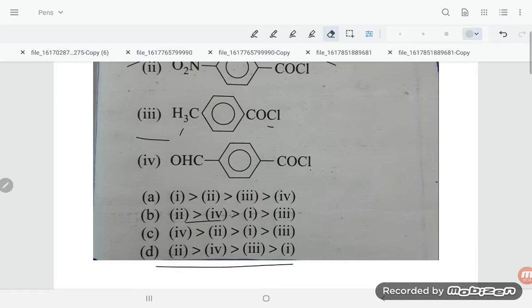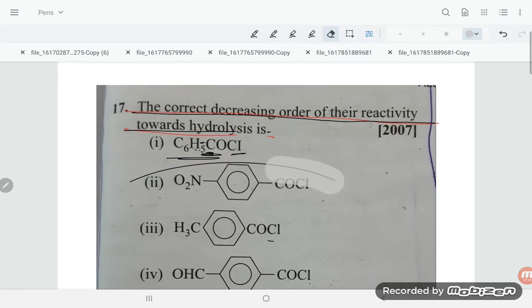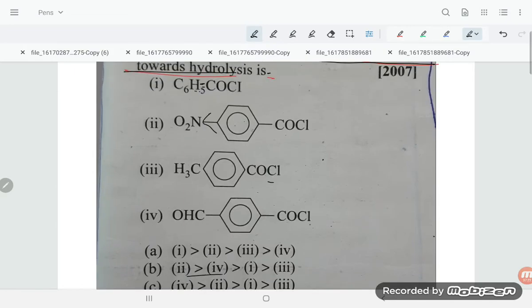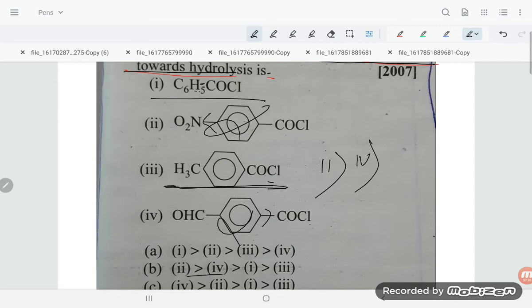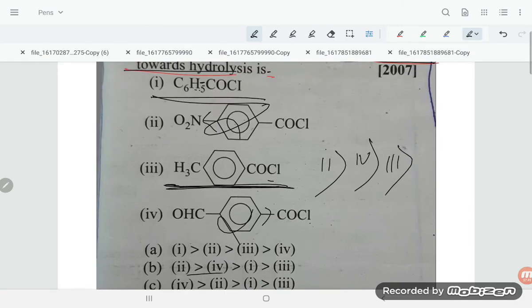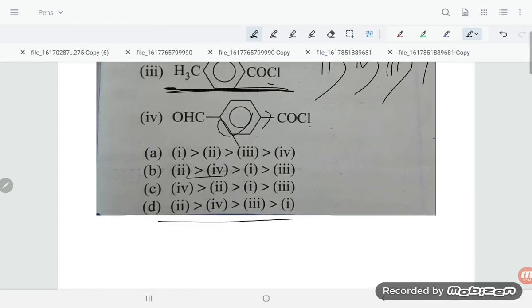Some confusion is coming, of course, students, in this question, but you need to learn more. Here is electron withdrawing group, NO2 group, so second number will come first. Here is electron withdrawing group, so that is fourth number will come. Then this one has already gone out. So COCl is there, and this one is there. So third number will come, then first number. So the required option is option number D.